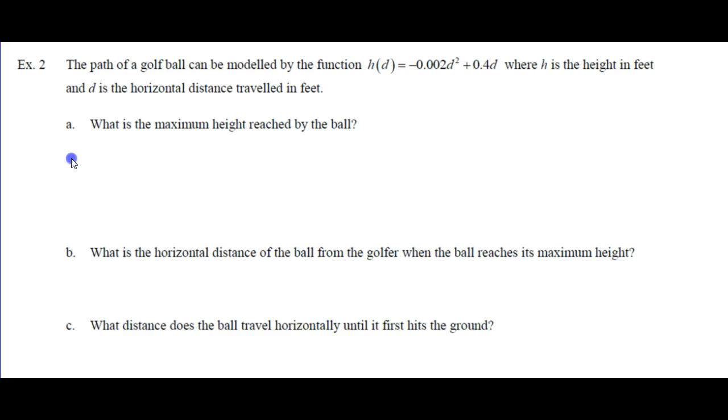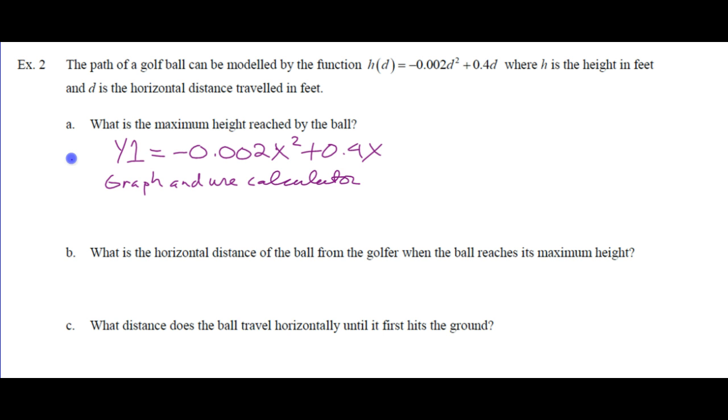So what is the maximum height reached by the ball? 100 feet. Okay, so y1 is negative 0.002x squared plus 0.4x. Graph and use calculator. So that kind of showed you where that was. So you just graph it and use the calculator to determine the maximum. And the maximum height is 100 feet. Wouldn't it be, is that a distance? The y value? Oh, sorry, yeah, it's the y value. Maximum height is 20 feet.